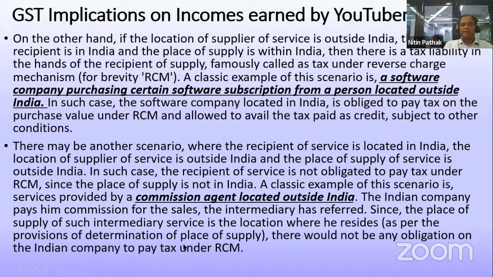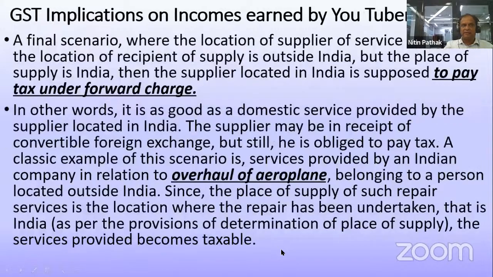The Indian company pays the commission to the sales intermediary for the intermediary service. It will be considered an intermediary service, since the place of supply of an intermediary is the location where the supplier resides. As per the provision of determination, there would not be even RCM also. Clear? Those are the three points which we have discussed here.